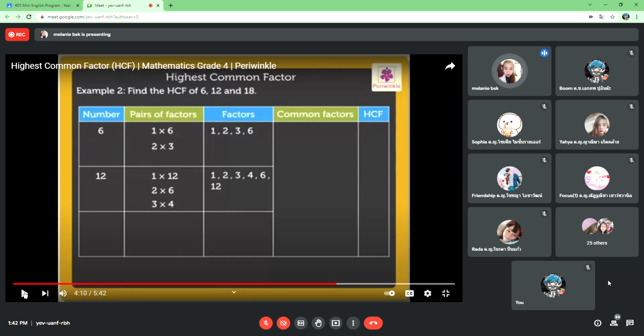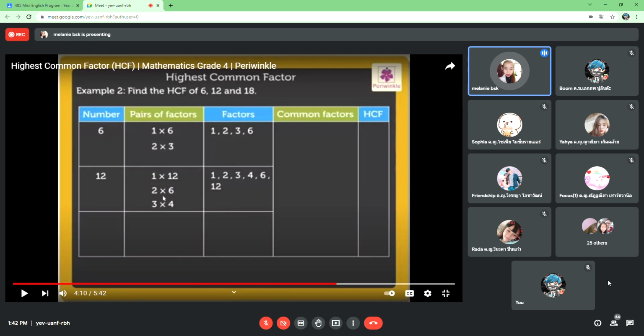The pairs of factors of the number 18 are numbers that, if we multiply them with each other, the answer would be 18. 1 multiplied by 18 is equal to 18.